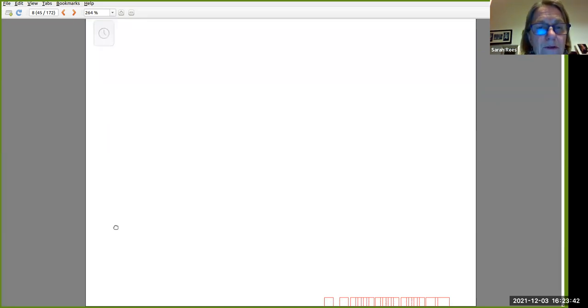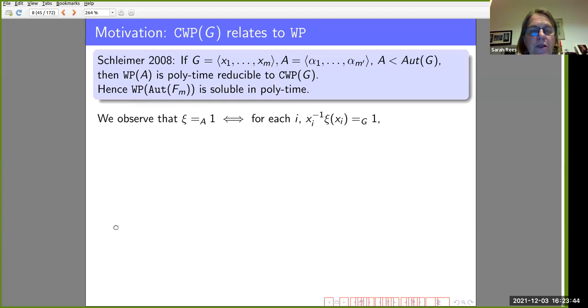So how is this proved? You see that an automorphism of G is the identity automorphism if and only if it fixes each of the generators of G. So for each generator xi of G, xi to the minus 1 times the image of xi under the automorphism is equal to the identity element.